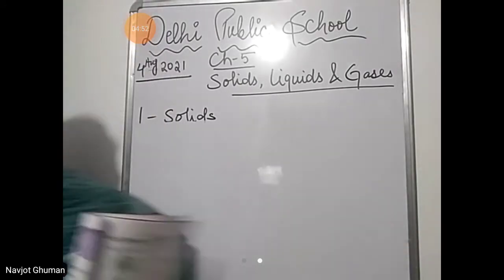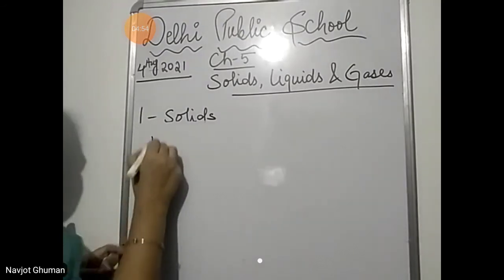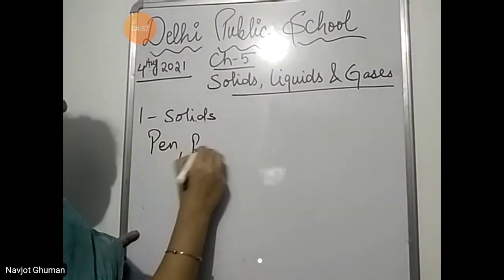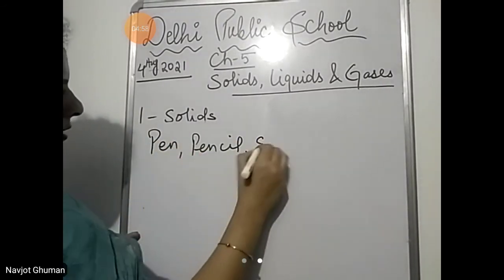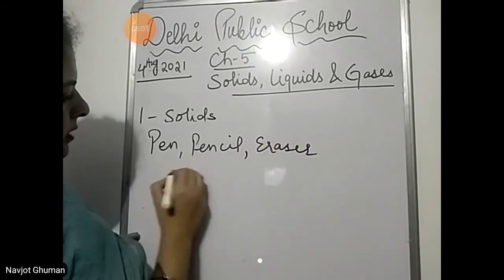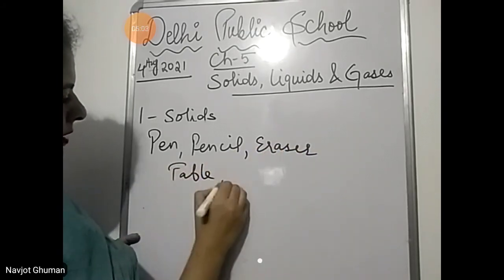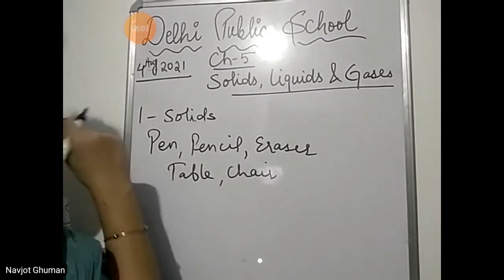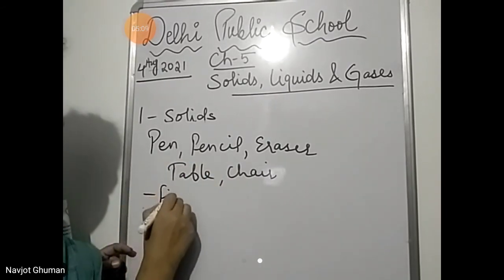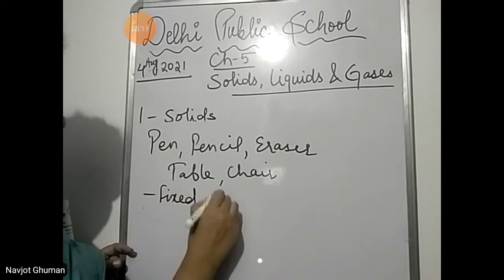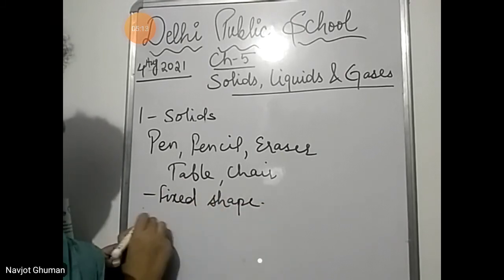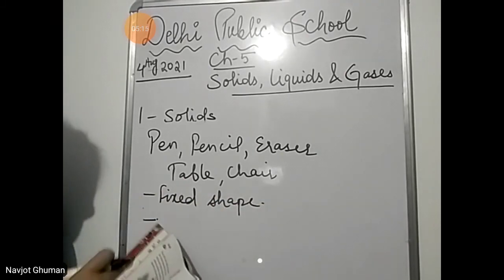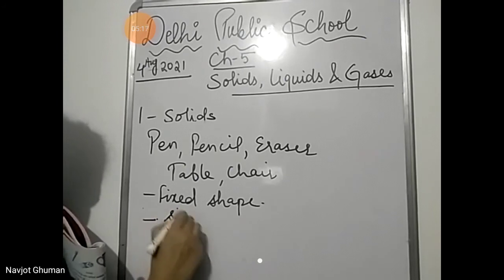So, beta, the things like pen, pencil, eraser, table, chair, these things have a fixed shape. Their shape is also fixed and they have fixed size.